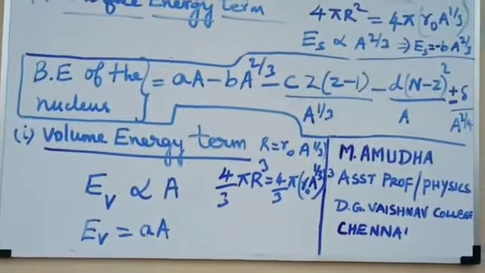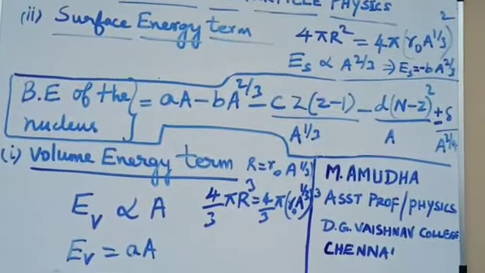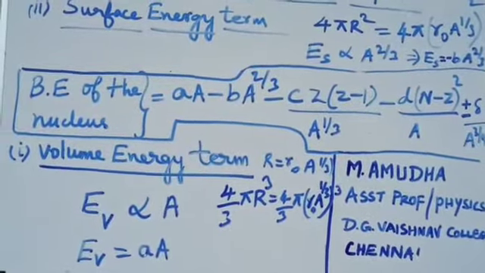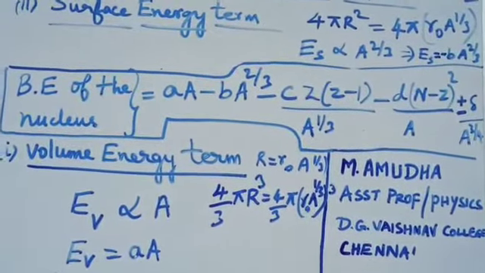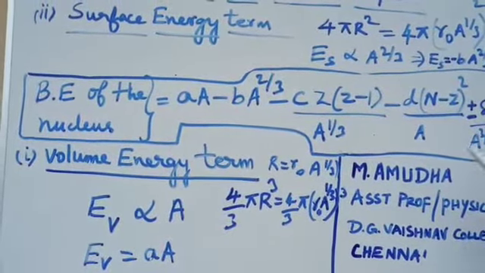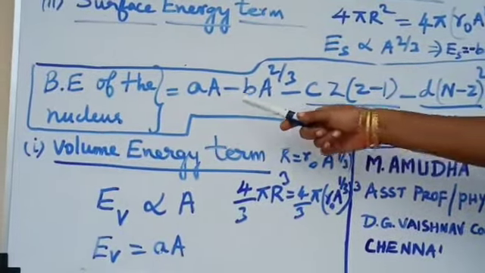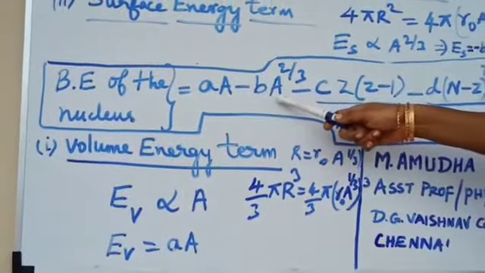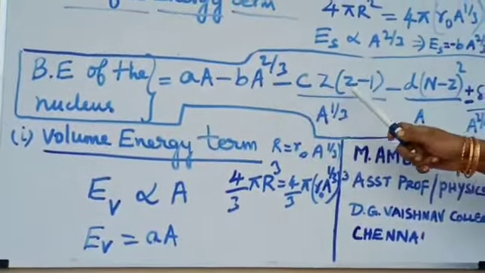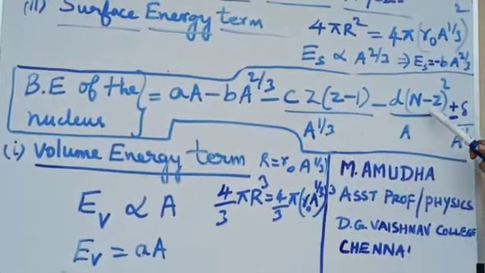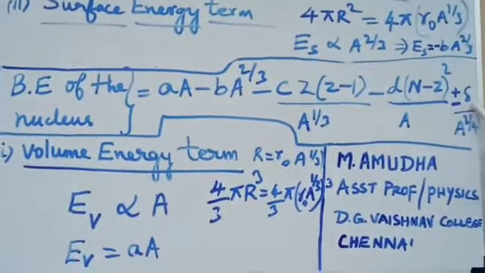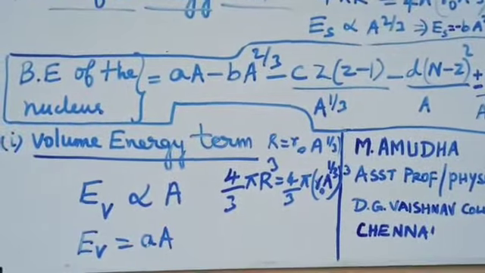Simple physics. Now we will see about the binding energy of the nucleus. That is the binding energy of the nucleus consisting of 5 different energy terms. The first one is called the volume energy term. The second one, surface energy term. Third one, Coulomb energy term. Fourth one, asymmetry energy term, and the last one is called the pairing energy term.